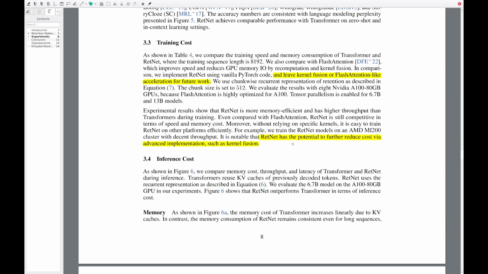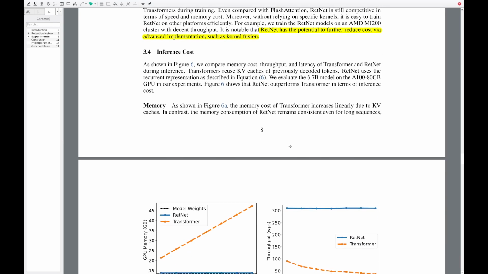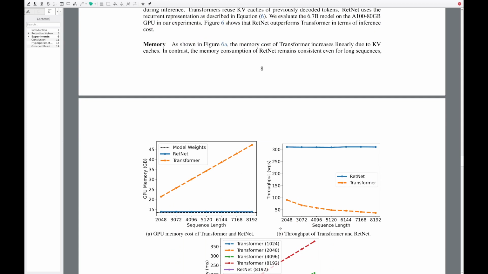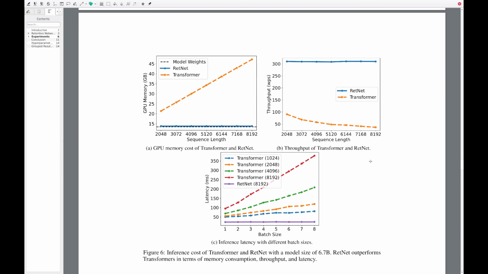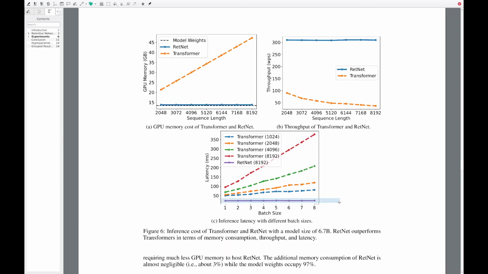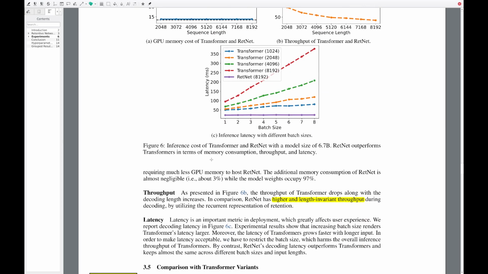Here you can see the way that memory usage scales with sequence length. You can see that it barely scales when the RetNet has longer sequences. It scales a lot more with the transformer. And also, they say that their throughput is constant up here, which is more throughput, and the throughput doesn't go down as the sequence length goes up. And they also say that their model has faster latency and that doesn't scale as much. These are all good things.